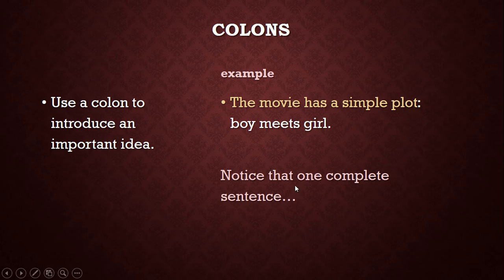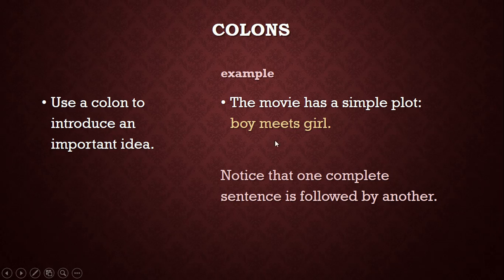Notice that one complete sentence, the movie has a simple plot, is the beginning. It is a simple sentence because it has a subject, movie, and a verb, has. And this is the direct object. This could stand alone. The movie has a simple plot, period. That would be fine. But we want to make it a little more complex, a little more sophisticated.